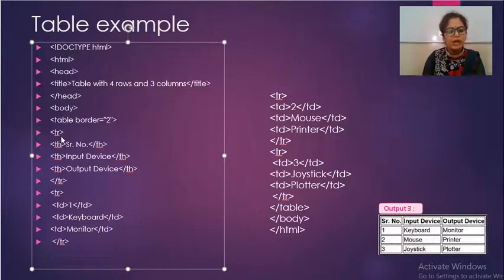So after the tr tag, you have to use the next tag, th tag. Th tag is used to create headings or headers. After that you have to type the text whatever you want to display in the cell. I want to display serial number, so this is serial number, and then th close. When you close th, it indicates the end of that cell. So here it indicates the start of the first cell, and this is the end of the first cell.